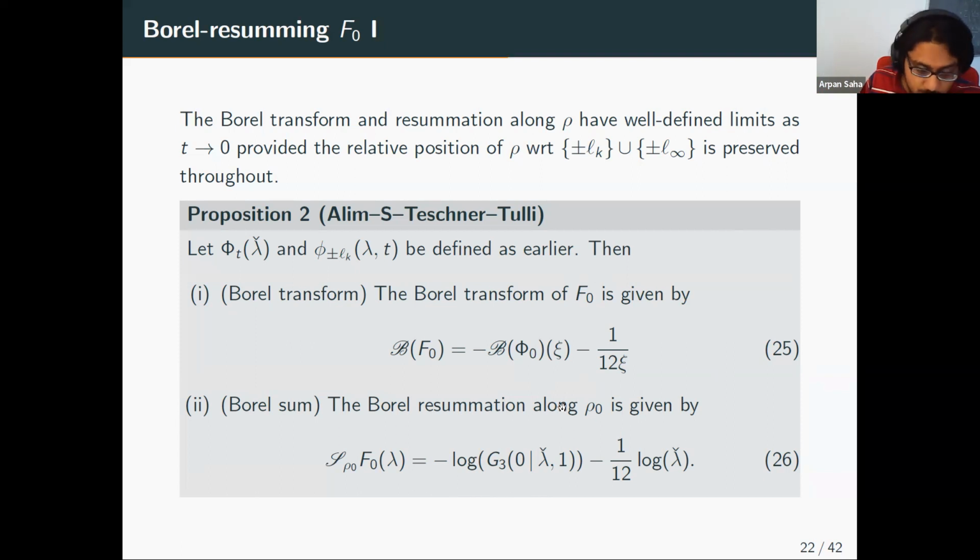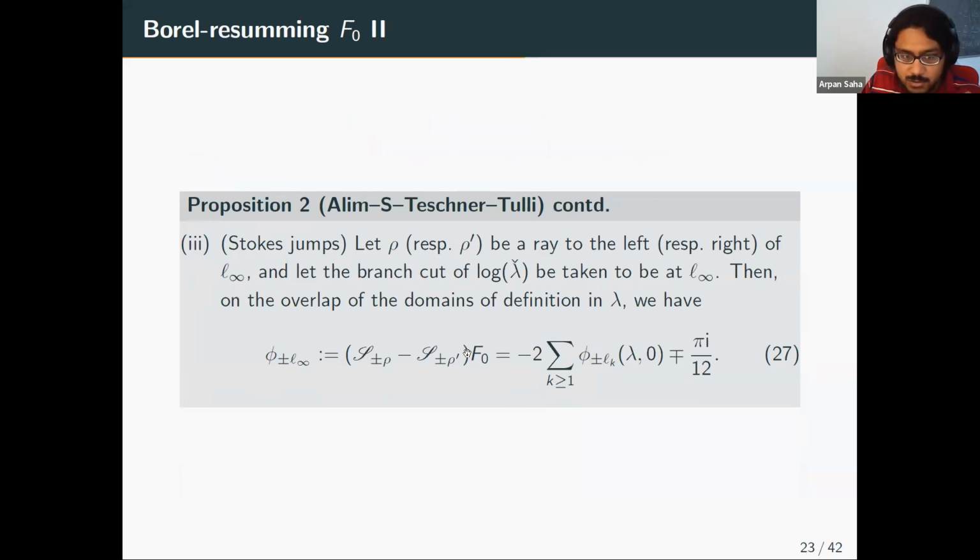And the Stokes jumps, well, these are the Stokes jumps. Again, the Stokes jumps are only across the positive and negative imaginary axis, and they can be given in terms of the Stokes jumps in the case of F tilde. Okay. So basically, again, you set t equal to 0 here, and that will give you the Stokes jumps across the positive and negative imaginary axis for F0. So those are all the Stokes jumps.